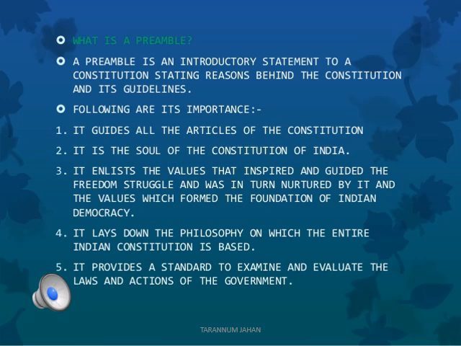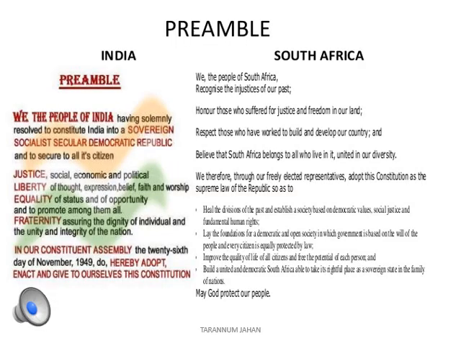It provides us all the values of the Constitution on which it has been built, like sovereignty, socialist, fraternity, federal, liberty, etc. Now, this is an example of a preamble of India and South Africa. The Indian preamble begins with "We the people of India" and the South Africa preamble begins with "We the people of South Africa." So this is just an example of how the preamble of South Africa and India starts and what rights have been stated.